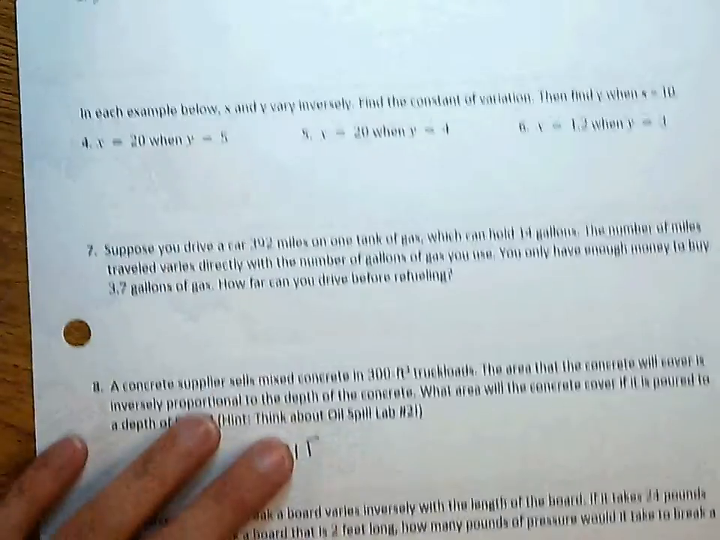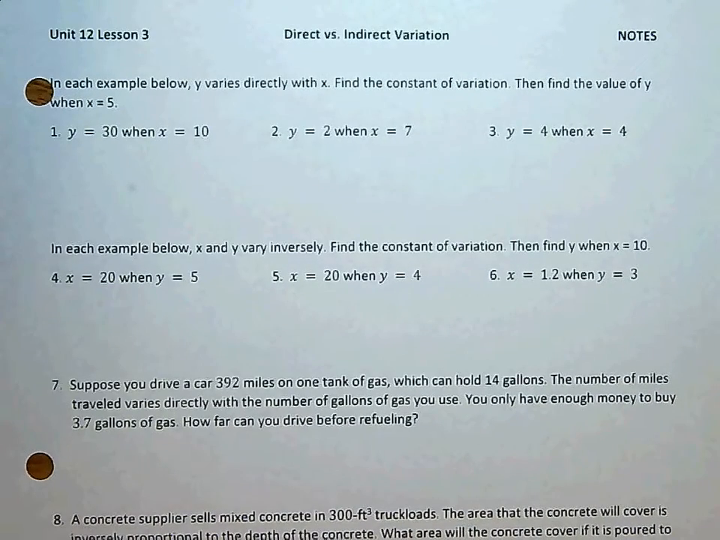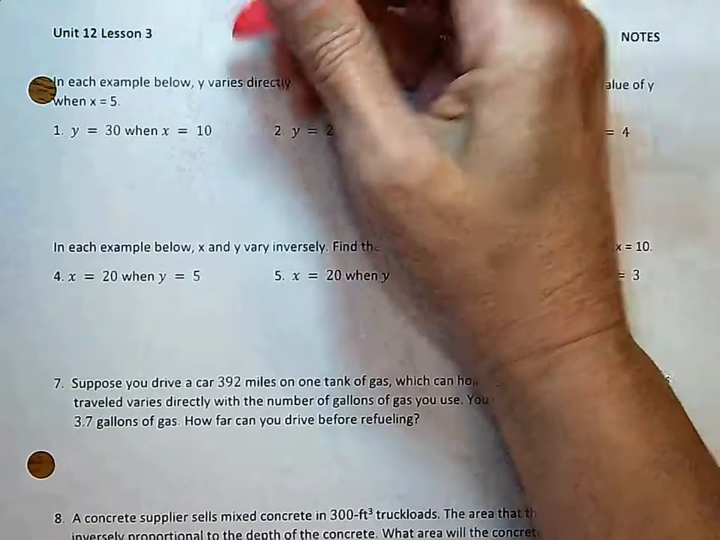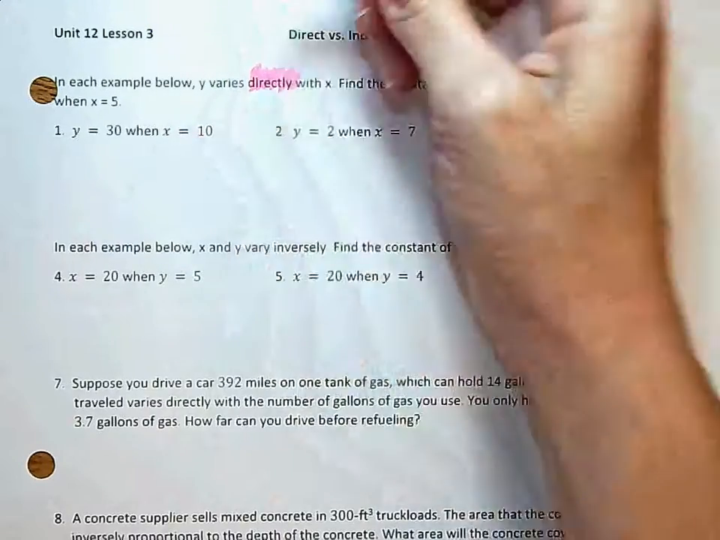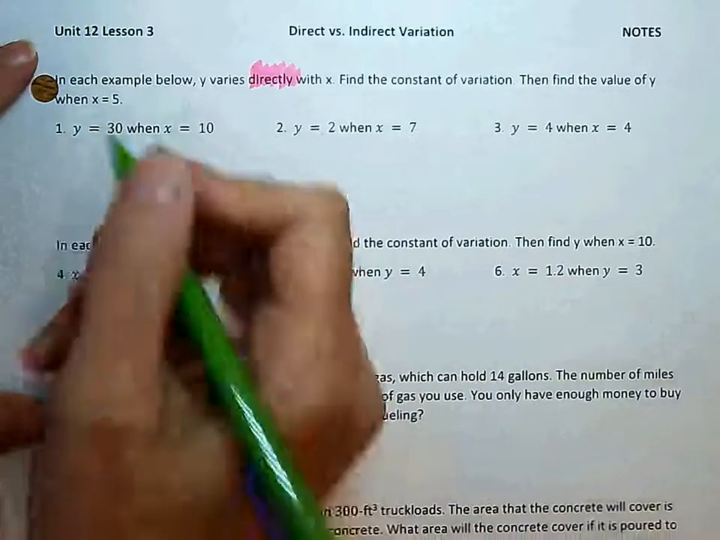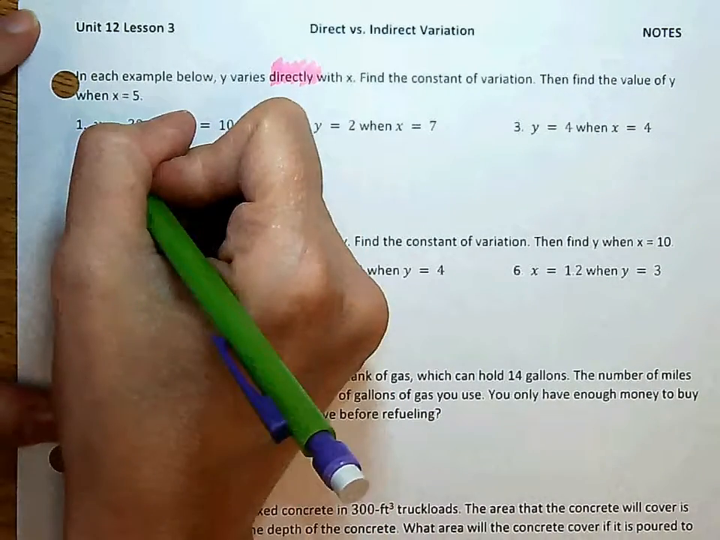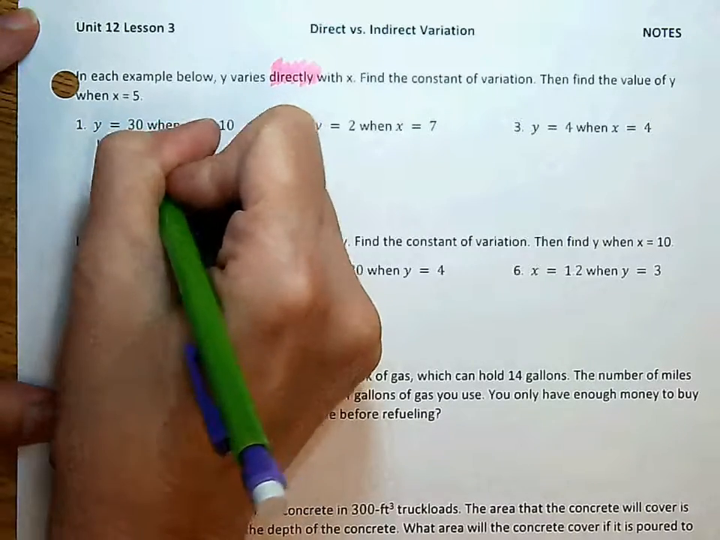Okay, so when we look at this first one here, it says y varies directly. What word is smacking you in the face? Directly. So you should circle it, highlight it, do something to remember that this is your direct variation. The first step is: y equals what? Kx. So y equals Kx.